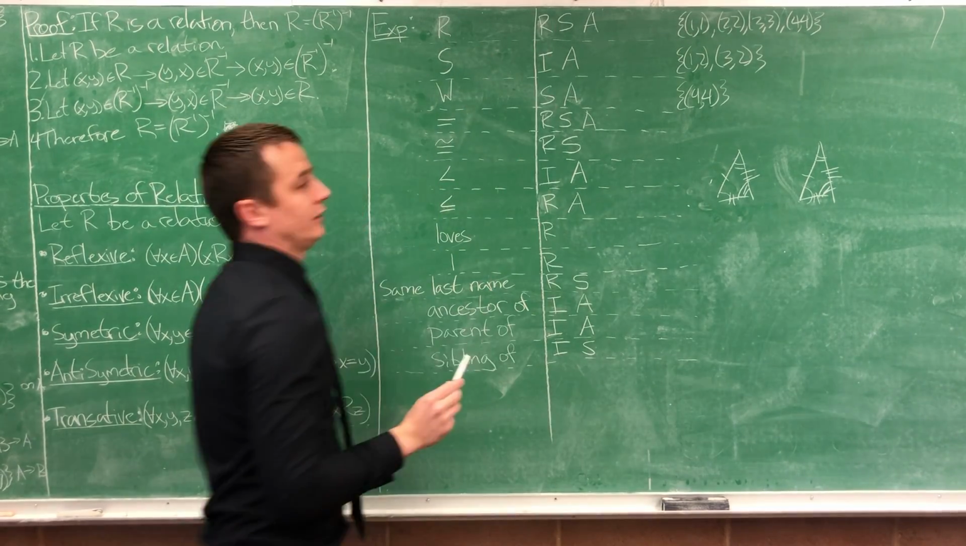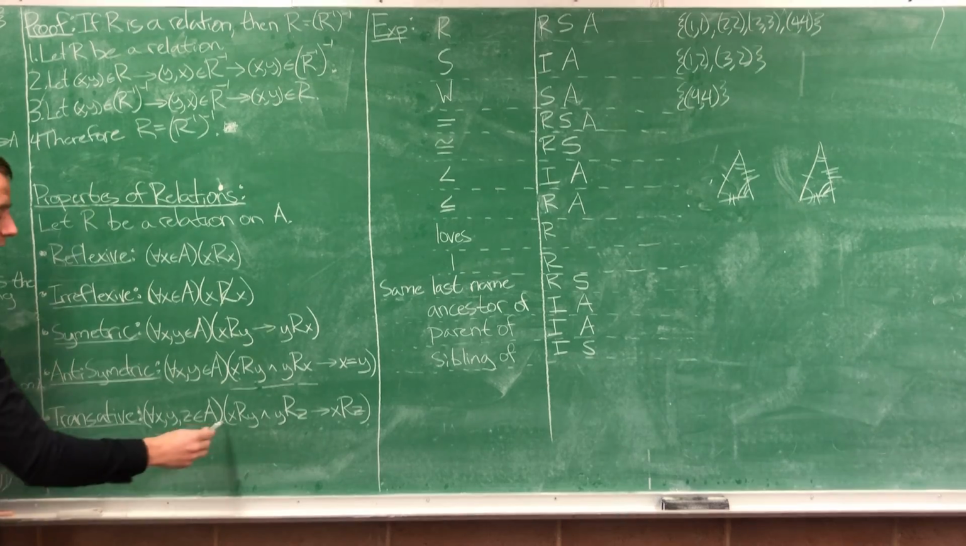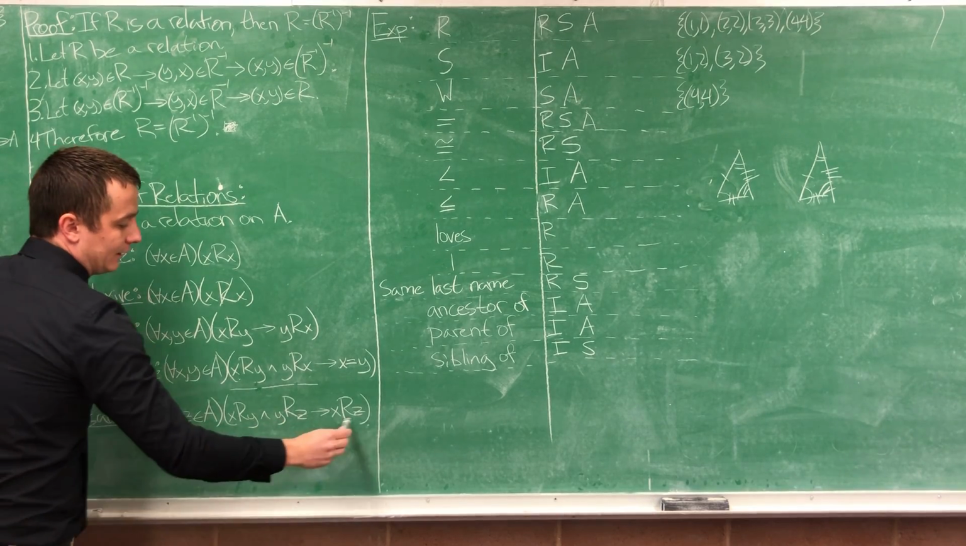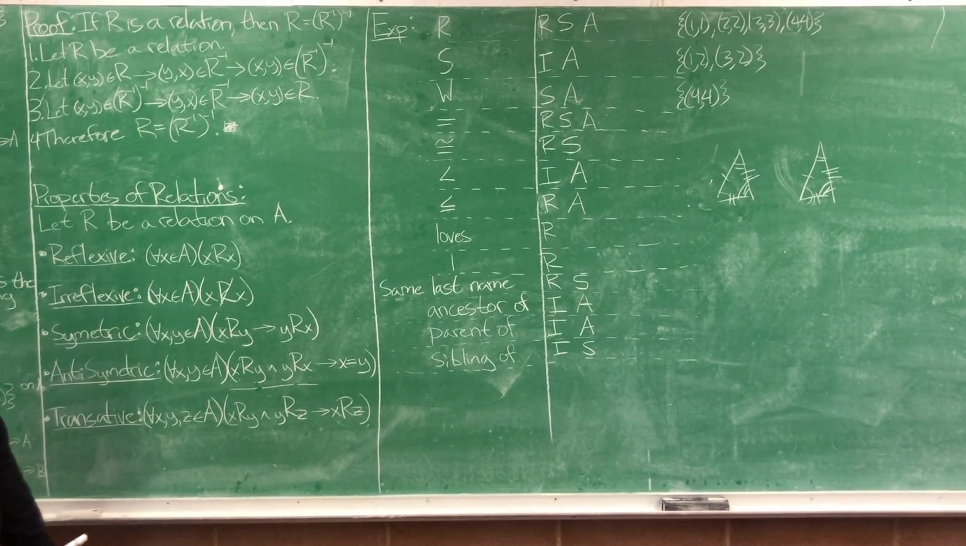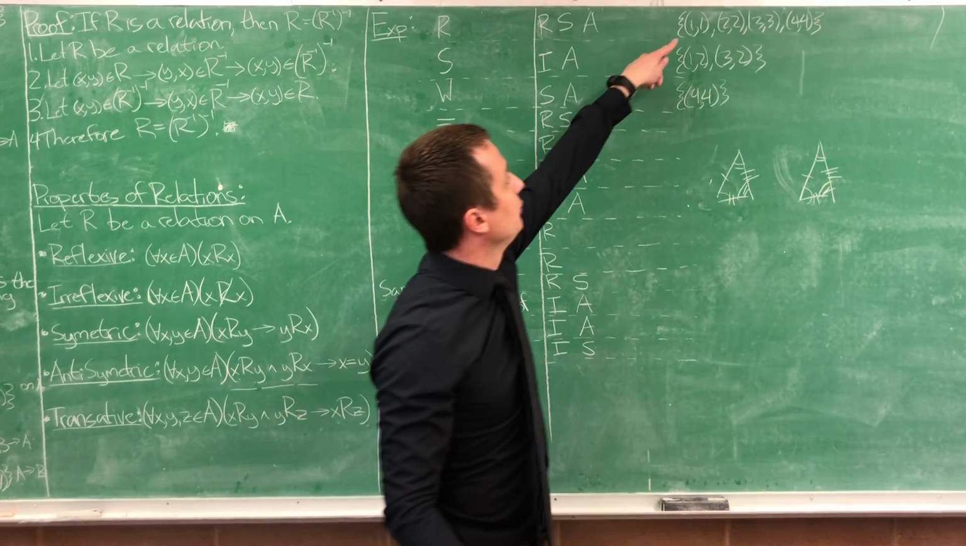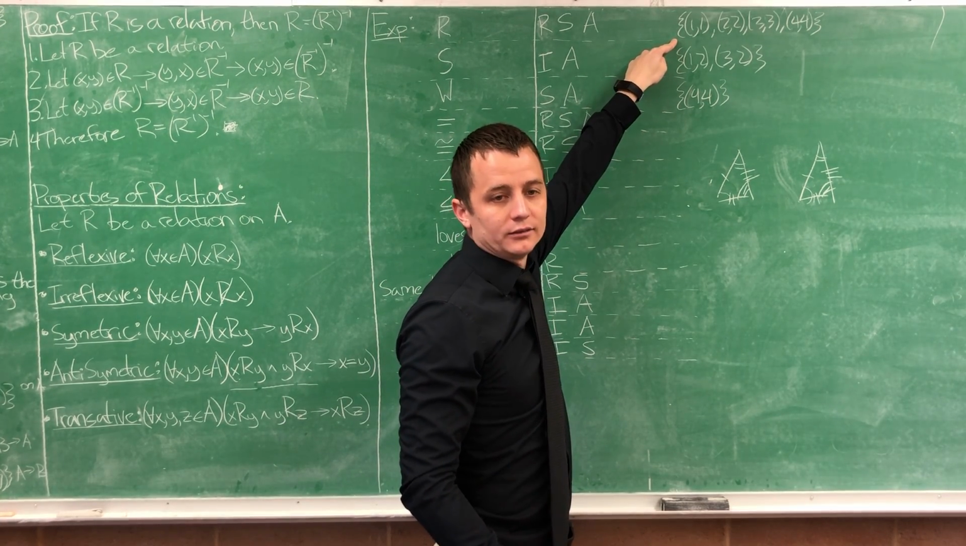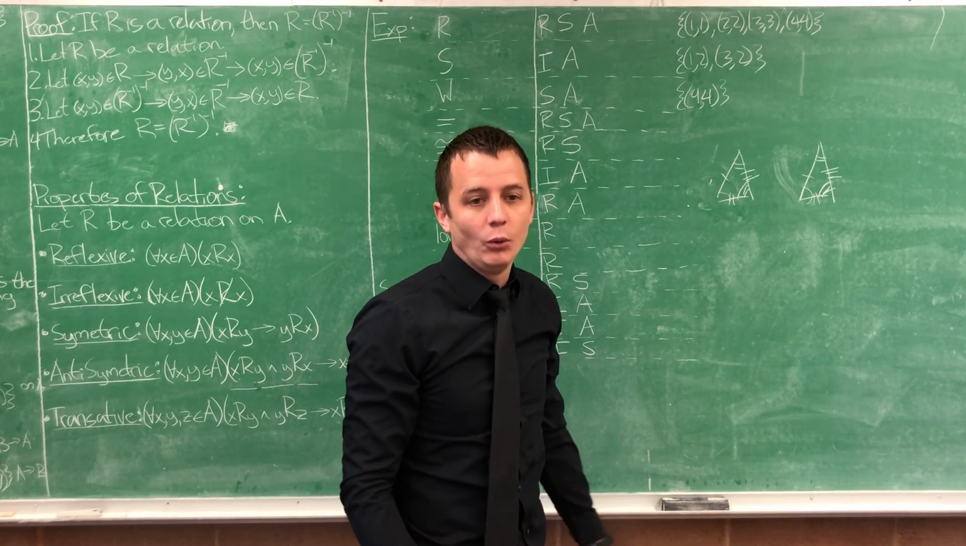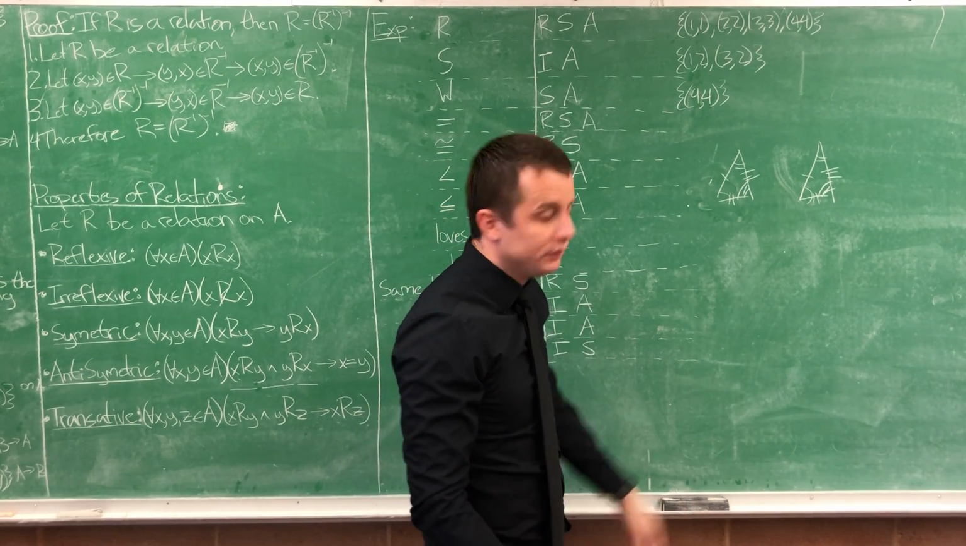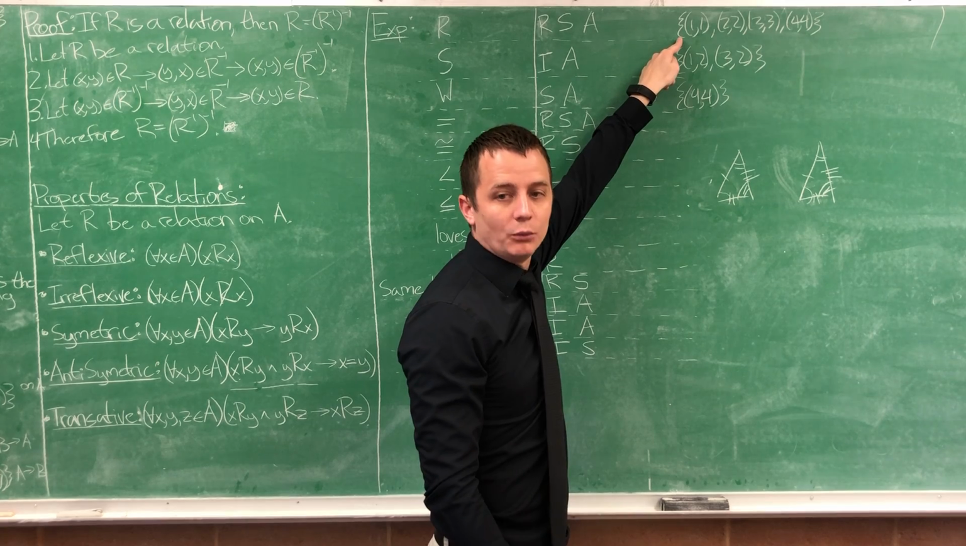Is R transitive? Is it true that every time I have x related to y and y related to z, I have x related to z? Pick any 3 elements in A. 1, 2, 3. Is it true that every time I have 1 relate to 2 and 2 relate to 3, I have 1 relate to 3 in this relation? Yes. Pick some other 3 elements. Like 1, 1, 1. Is it true that every time I have 1 relate to 1 and 1 relate to 1, I have 1 relate to 1?